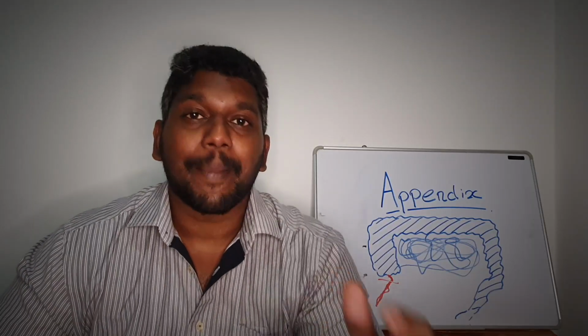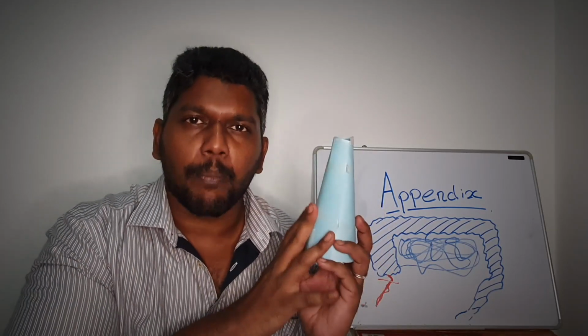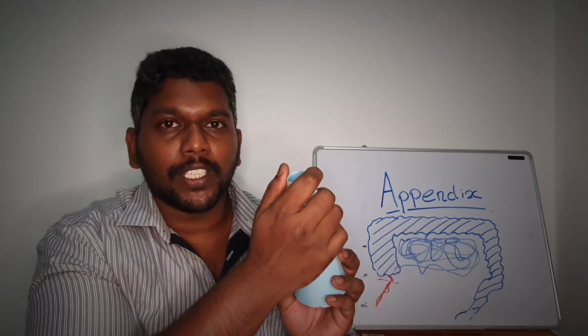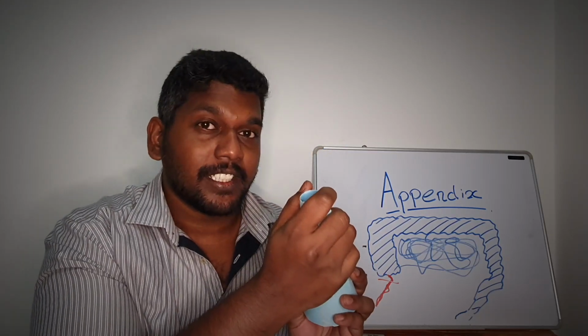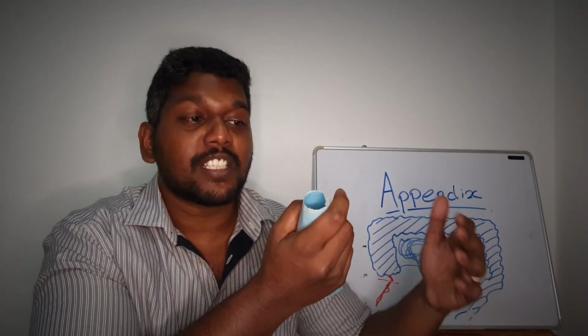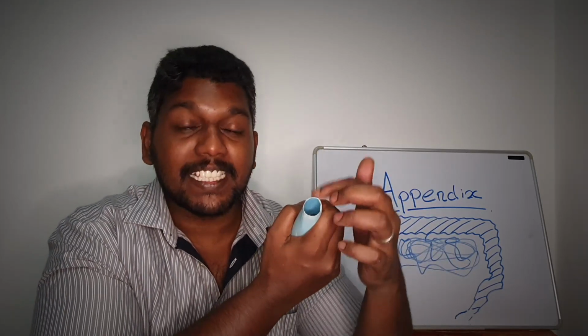So how does appendicitis happen? Let's imagine this to be the appendix. It's the only prop I have, excuse me, yeah? The appendix has an opening which is joined to the large intestine like I showed earlier. And appendicitis happens regardless of what the cause is. It always happens because of obstruction of the opening. That means the opening of the appendix is blocked.